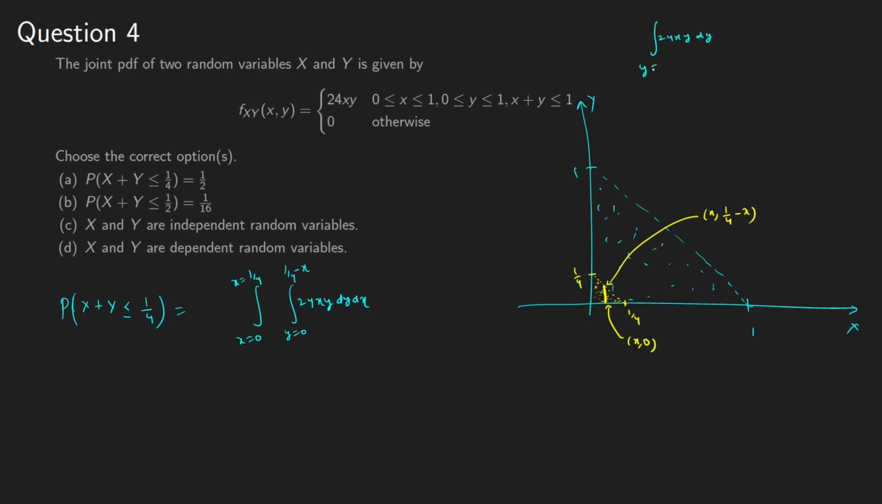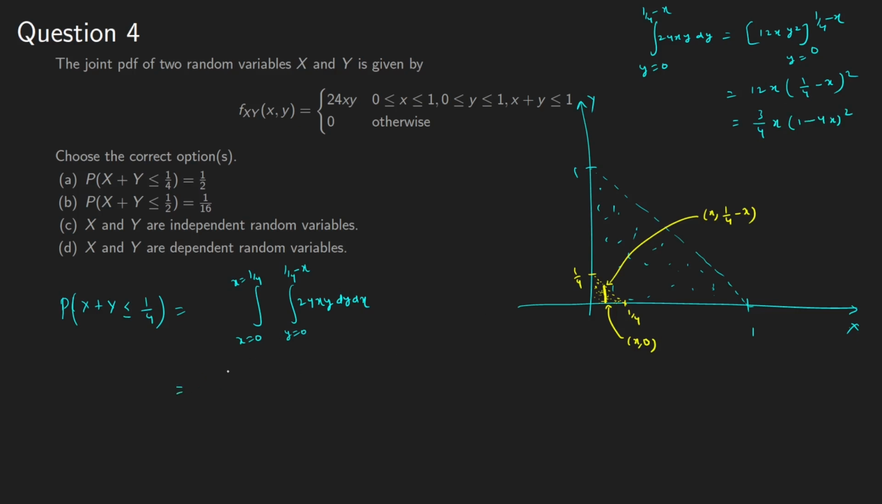24xy dy, y goes from 0 to 1/4 minus x. So it will be 24xy squared by 2, so 12xy squared between y equals 0 and 1/4 minus x. So it will be 12x, just putting the value of y here, (1/4 minus x) squared. Let's simplify this. If we take out 4 here, it will come out as 16. So 12 by 16, that is 3/4, x times (1 minus 4x) squared.